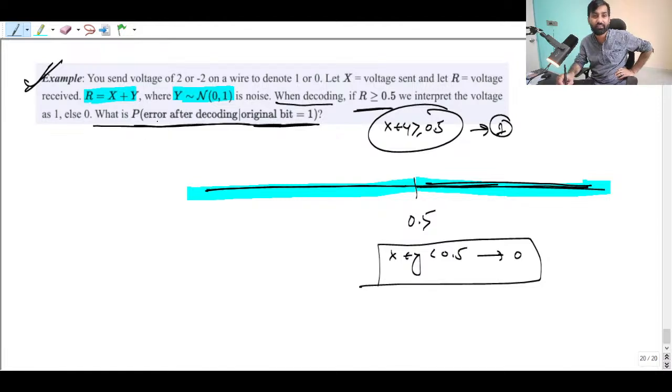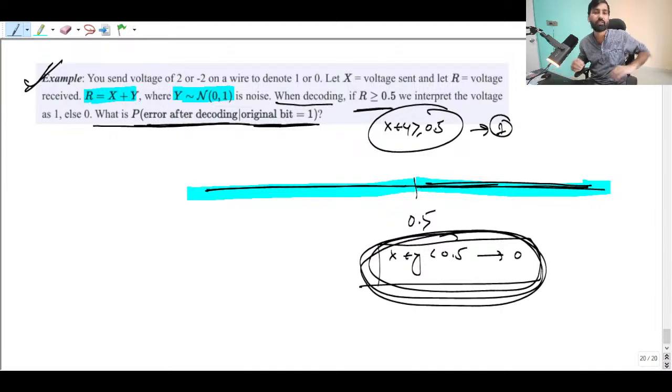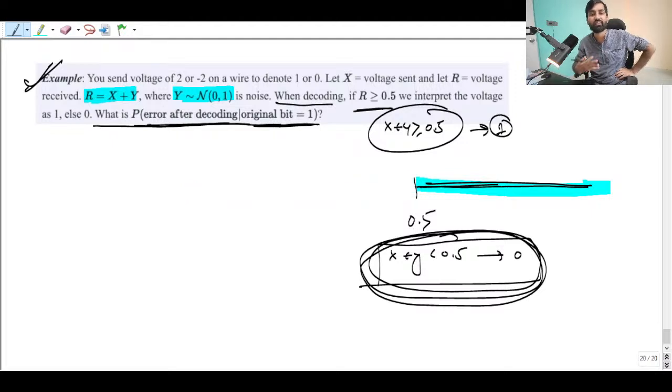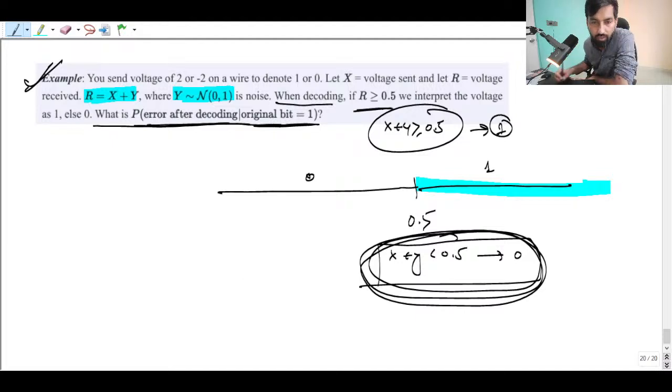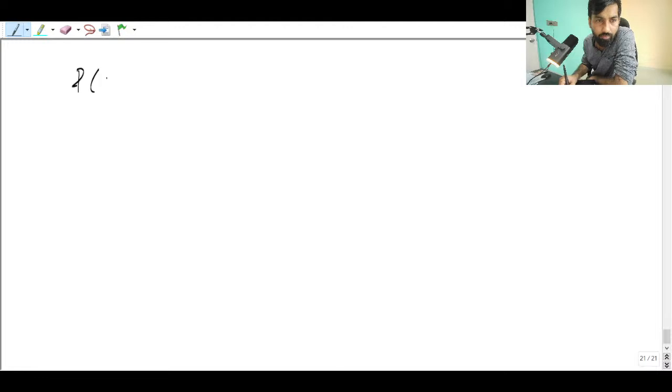But what they're asking is error after decoding. There should be an error. Error means what? If X plus Y is less than 0.5, then you're going to get 1 here, considered as 1, though it should not be considered as 1. So they are asking the probability of X plus Y less than 0.5. I think you understand from the question itself. So this is the question they are asking, right?